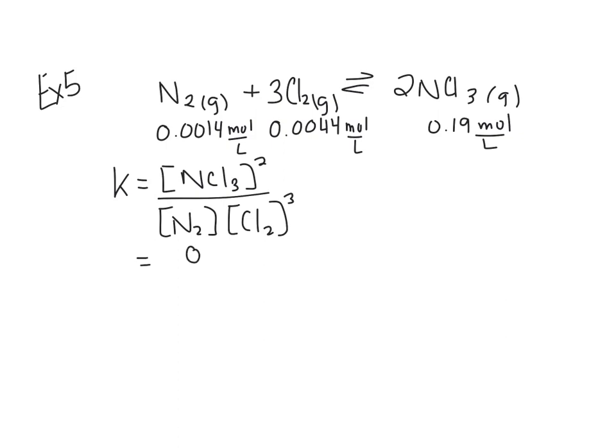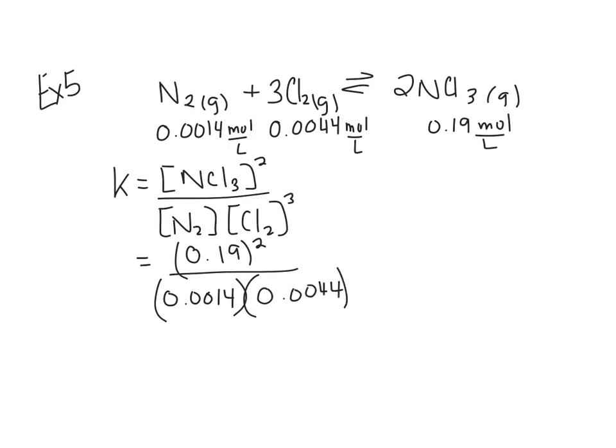And then put in your values and do your math. So 0.19 will be squared, and 0.0014. I'm not putting my units in because we don't need to have our units, which you'll be very happy about. So this is equal to 3.0 times 10 to the 8.